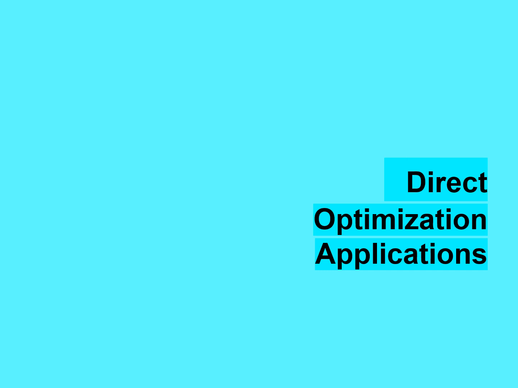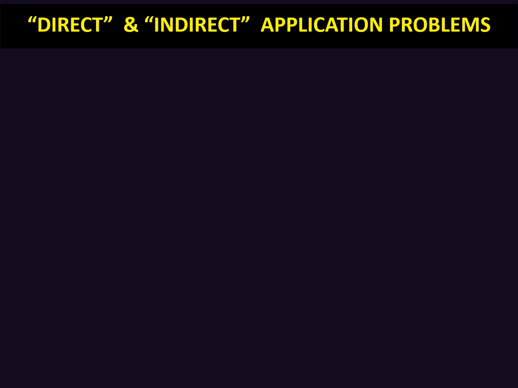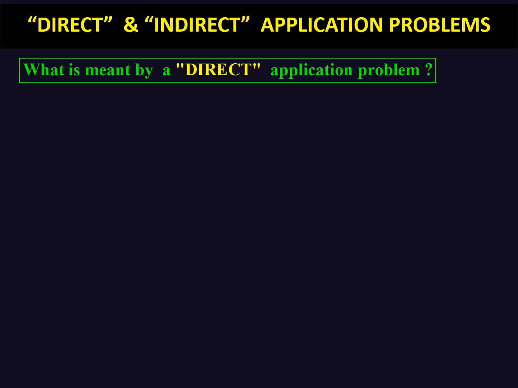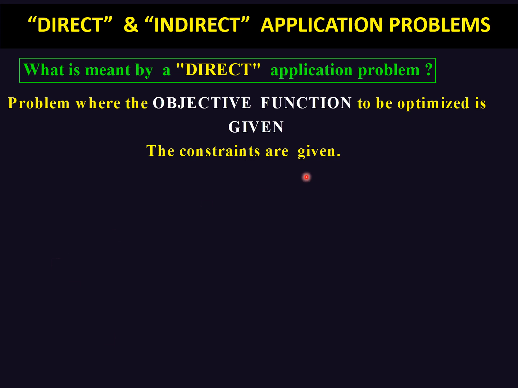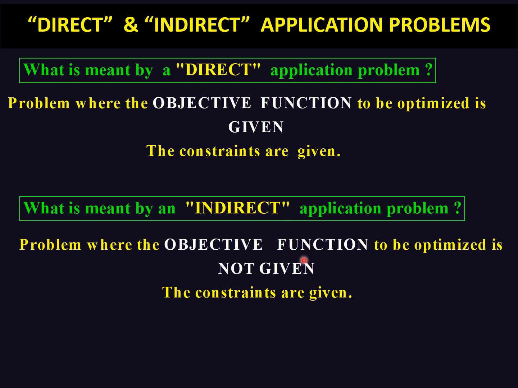Now let's look at some optimization applications. There are two types. I refer to the one as direct, and the other one is indirect. Let's see what the difference between the two of them would be. A direct application, in other words, you know immediately what you have to do. That will be where the objective function is given, so you can just start with your first derivative. In an indirect application problem, the objective function is not given, right? So that objective function must be determined first before you can proceed.